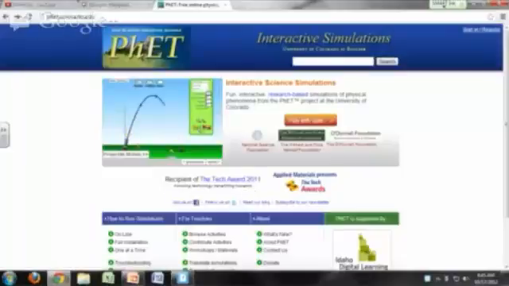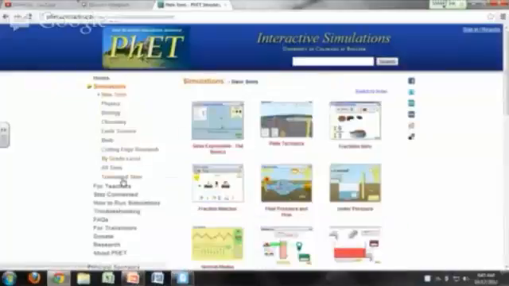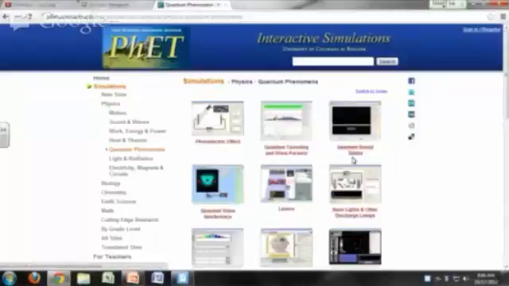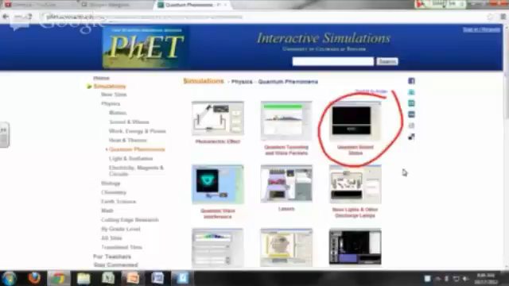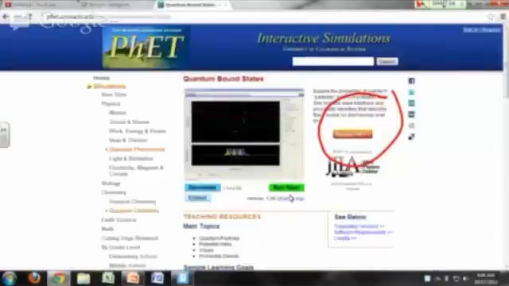So when you go to phet.colorado.edu, you can play with sims and find physics or chemistry. And then under physics, click on quantum phenomena. And this simulation right here, it says quantum bound states. That's a really nice simulation of the wave functions for harmonic oscillator. So let's click on that one. That's a Java applet.